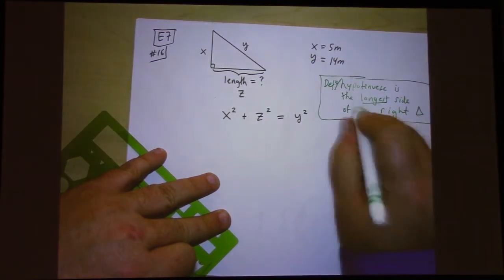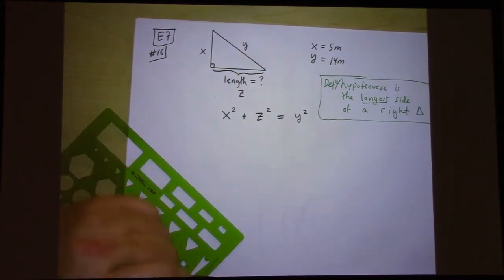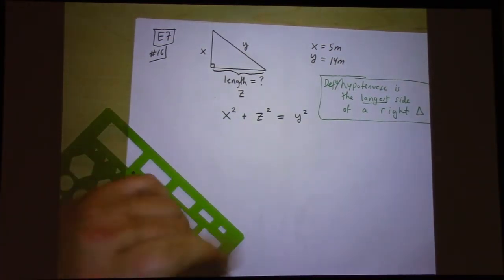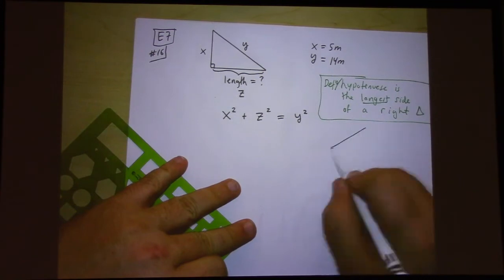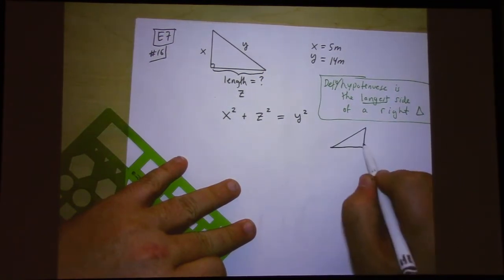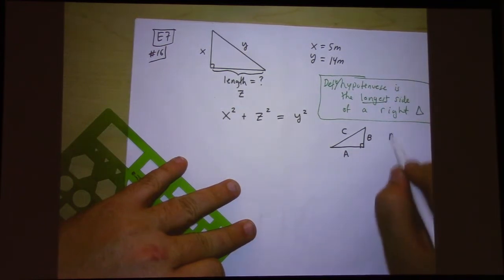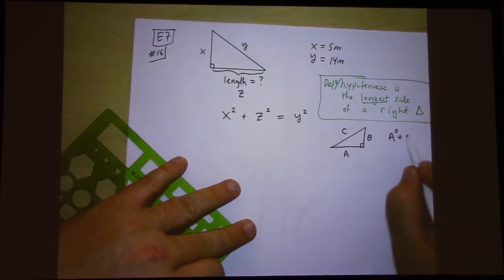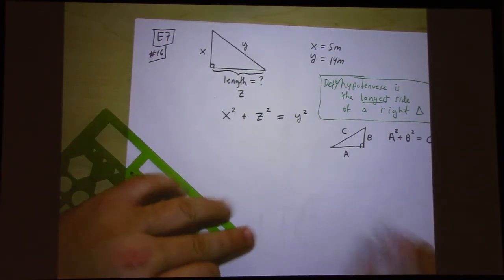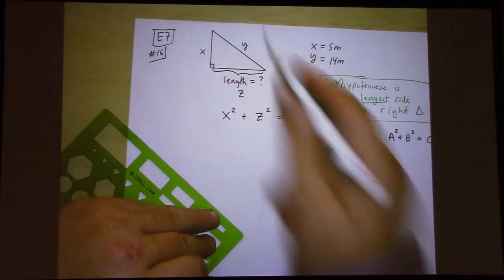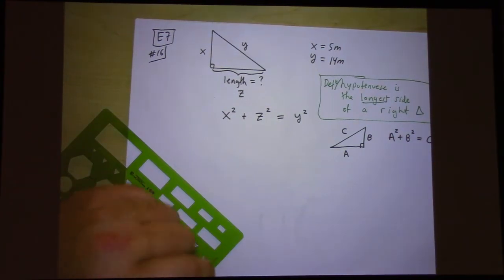And so the Pythagorean theorem says, more generically, you've probably seen these letters before, right? A lot of times we see it like this. Here's A, here's B, here's C, and a lot of people remember the Pythagorean theorem like this: A squared plus B squared equals C squared, right? So I'm just using this idea over here with different letters. Okay, fine, let's finish it.